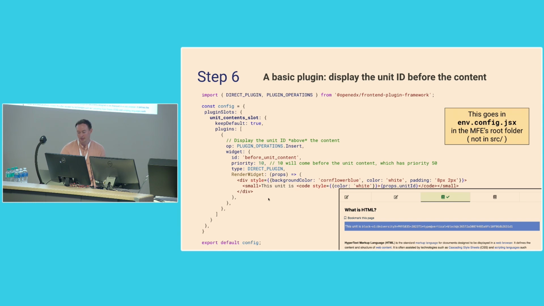In this case, all we're doing is making it blue, giving the text white, adding some padding, and then saying this unit is, and here we're accessing the unit ID from the props. As you'll remember in the earlier step, we defined that the unit ID and the course ID get passed in. So those two things are available in props. Here, for this one, we'll access the unit ID and put that as a new plugin before the unit.